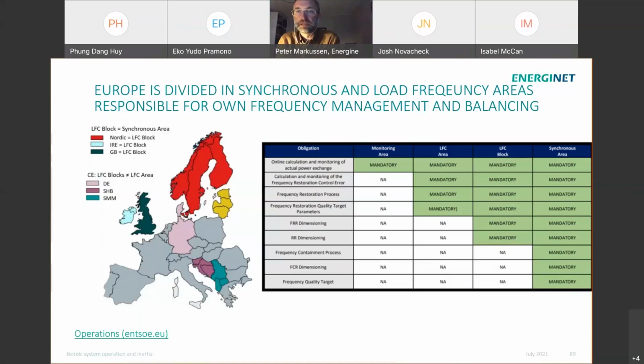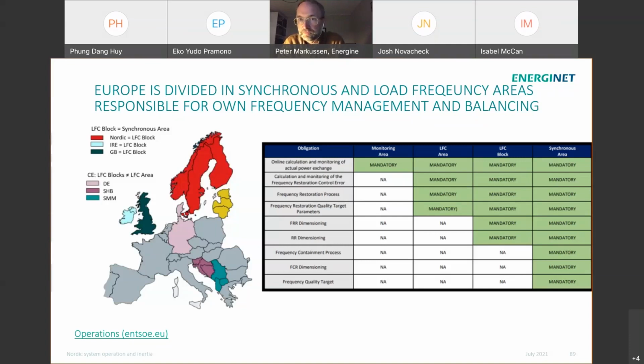So when we look at how we operate our system in the Nordics, it's regulated by European regulation, and we do have our own synchronous area in the Nordics between Norway, Finland, Sweden, and the eastern part of Denmark, whereas the western part of Denmark is part of the continental synchronous area. The synchronous areas are split into load frequency control blocks, where the Nordic is one large LFC block, whereas on the continent it's split up between each country.